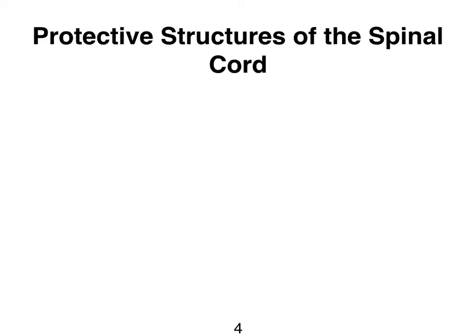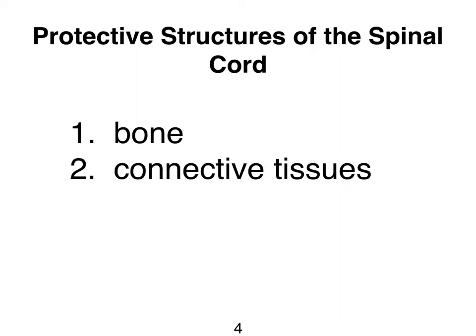There are several different types of tissues that protect the spinal cord to prevent it from being damaged. The first type is bone. The second are various types of connective tissues. And the third is the fluid type protection and nourishment that is provided to the spinal cord.